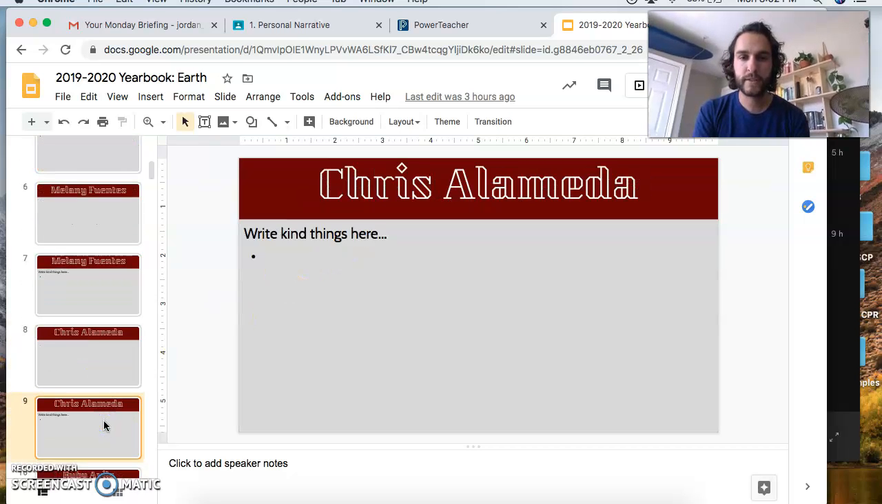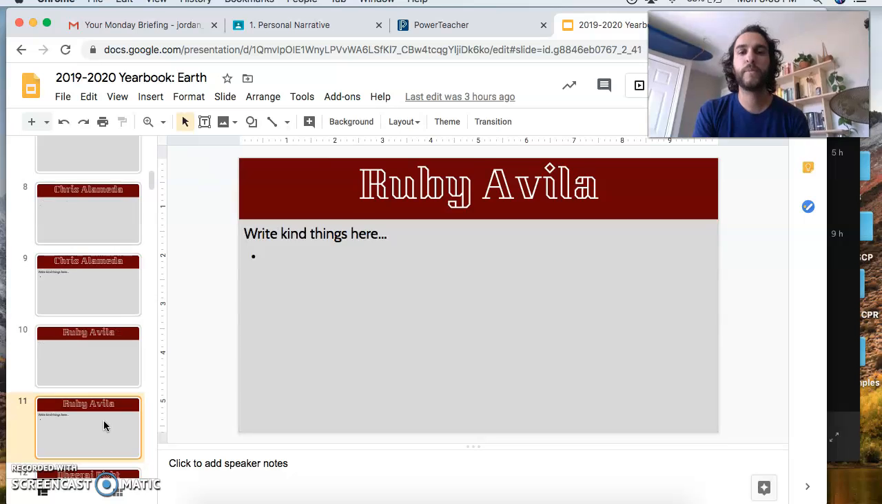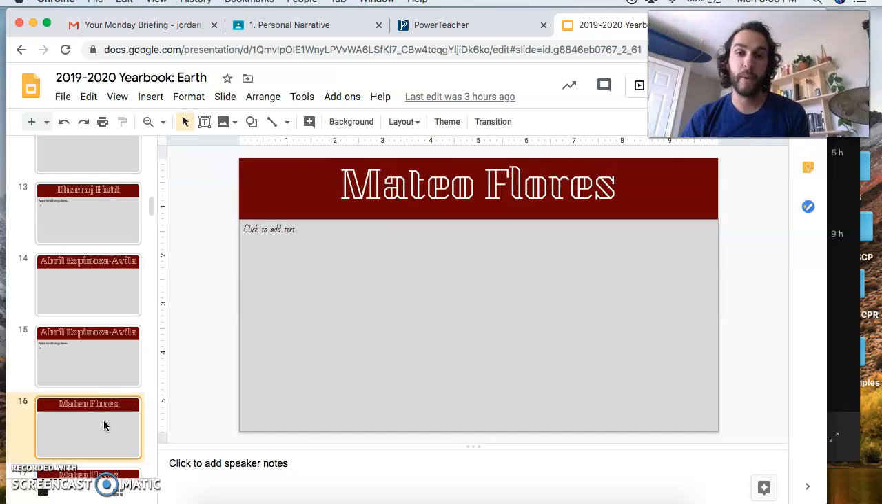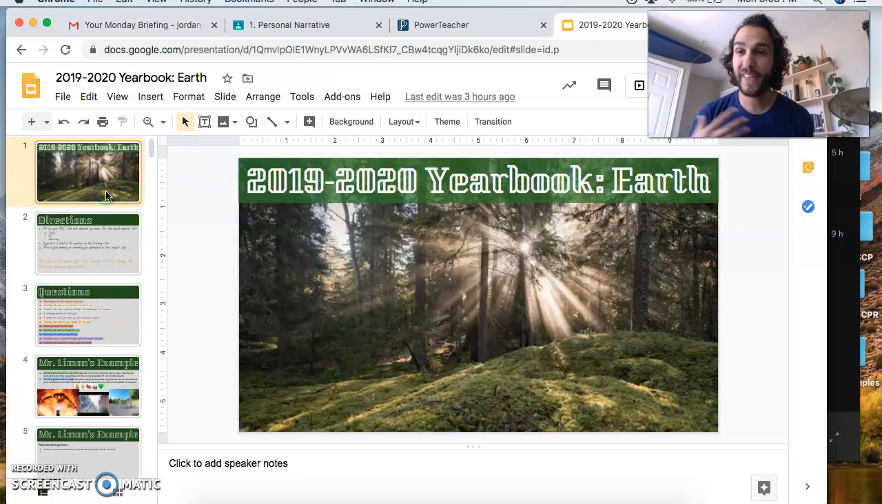And the same for Chris, and the same for Ruby, and the same for Daraj, and the same for Abril, and the list goes on. It's for both classes, all right? So your first slide is where you edit. The second slide is where people write kind things or good memories from the year. I think that's all I have to say. Email me if you have any questions, and work on this for two days, please. This is not going to be due until Wednesday.